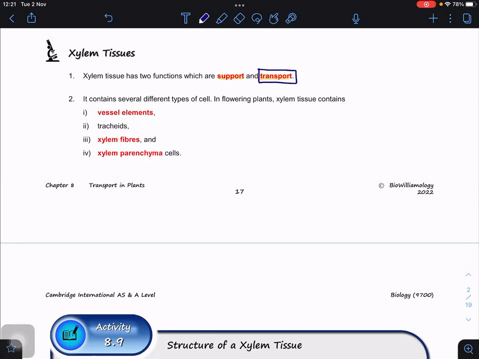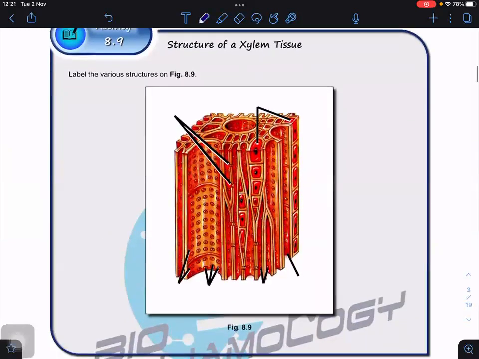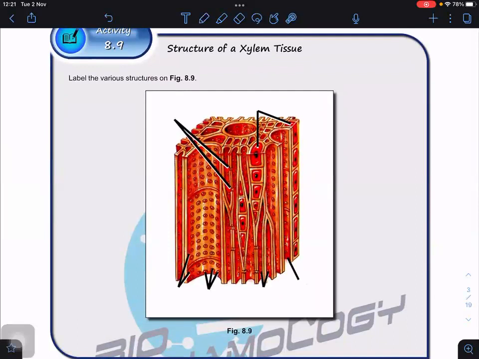So in our syllabus, we need to know that xylem actually consists of different types of cells. In the flowering plant, xylem tissue consists of, in our syllabus, vessel element, xylem fiber, and xylem parenchyma. Now in this flowering plant, we do have another one called tracheid, but tracheid is not in our syllabus.